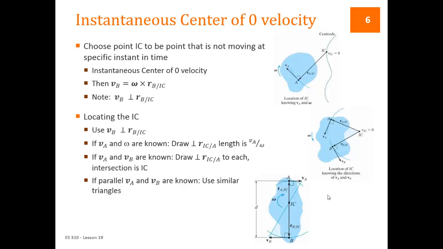There's an instantaneous center somewhere. It may not be on our object. It may be somewhere else in the system. But you usually can find that IC, that instantaneous center. So how do we do that?